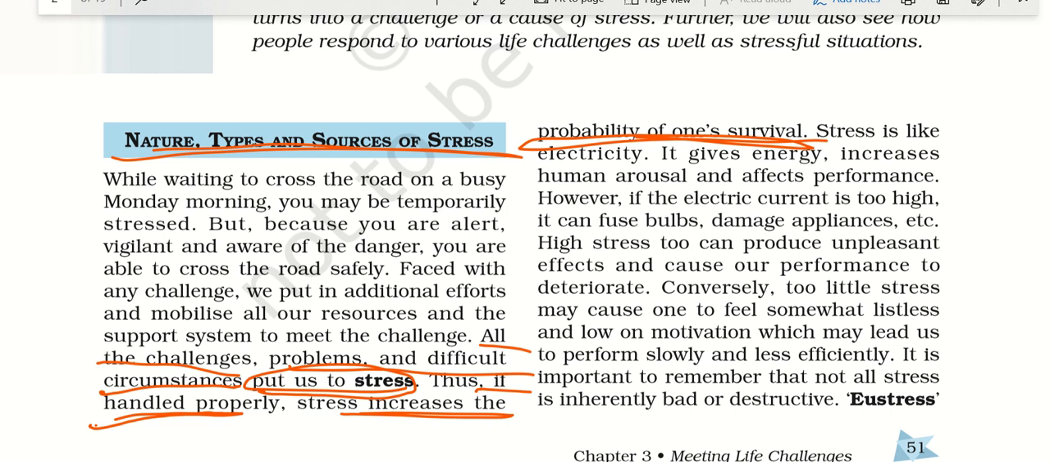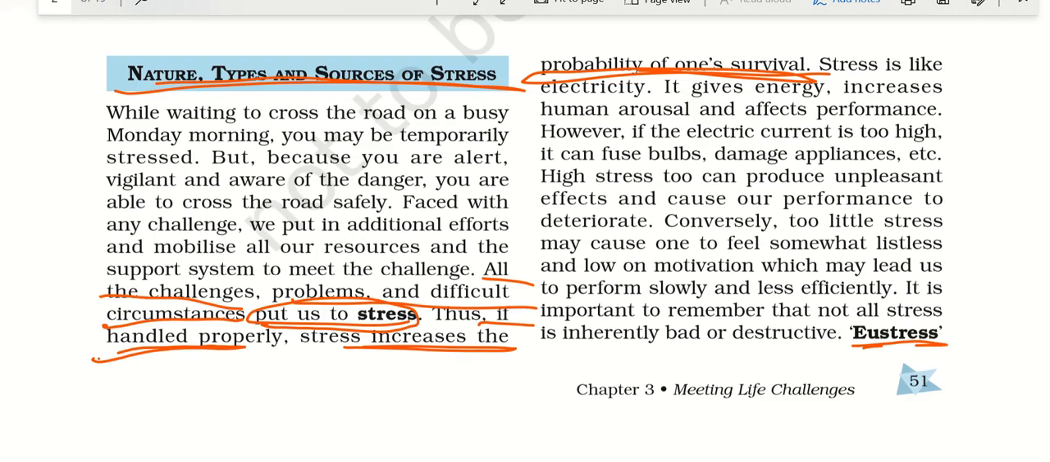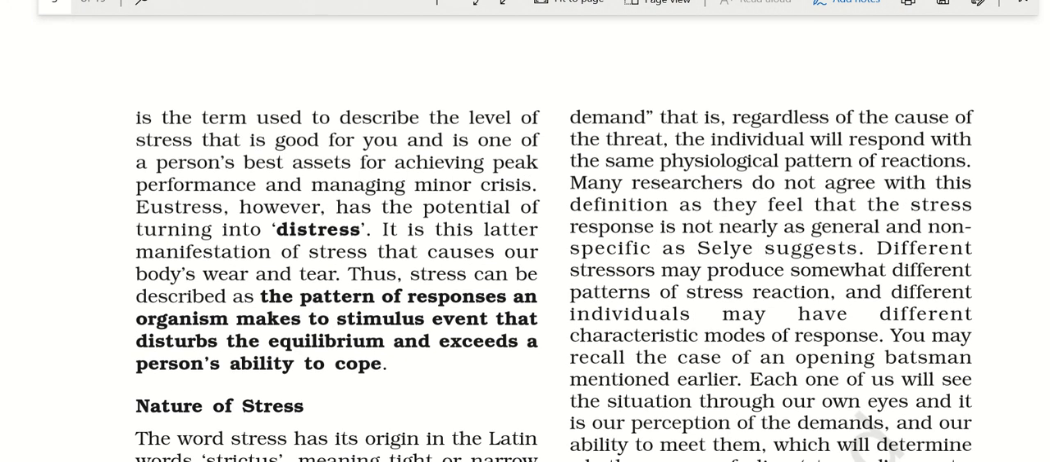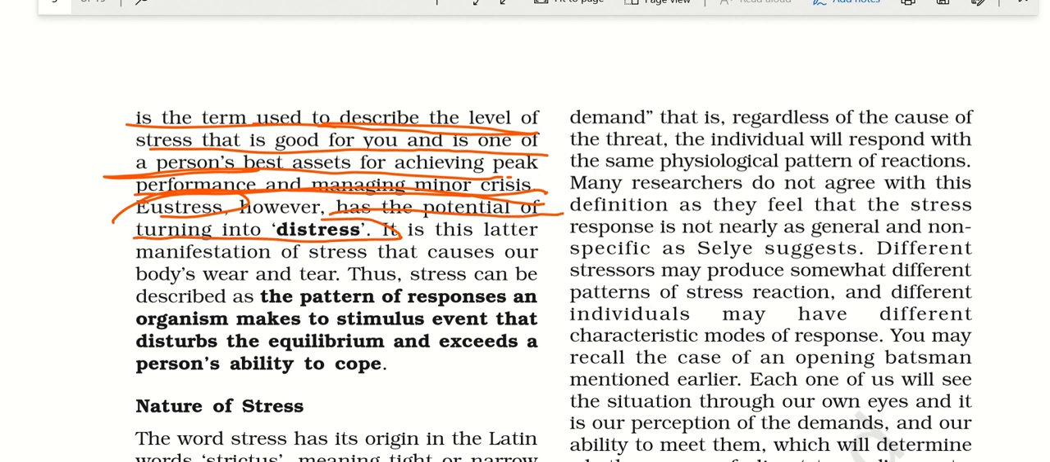So, the important term over here is eustress. Eustress is the term used to describe the level of stress that is good for you and is one of a person's best assets for achieving peak performance and managing minor crises. However, it has the potential of turning into distress. It is the later manifestation of stress that causes wear and tear on our bodies.